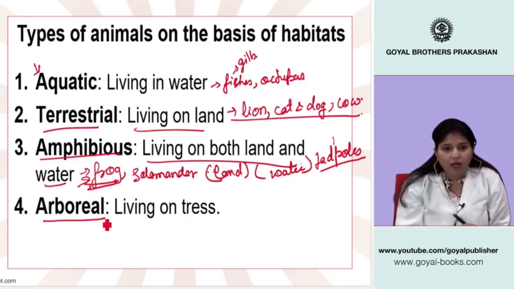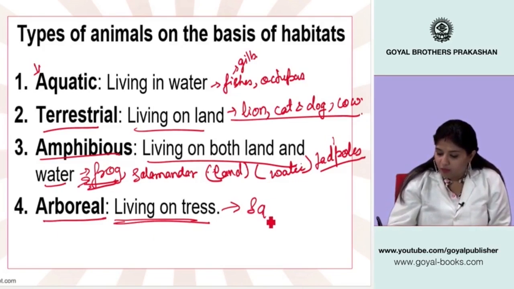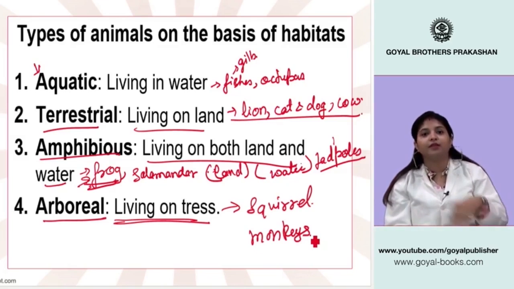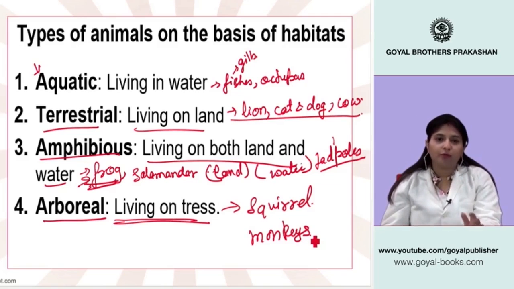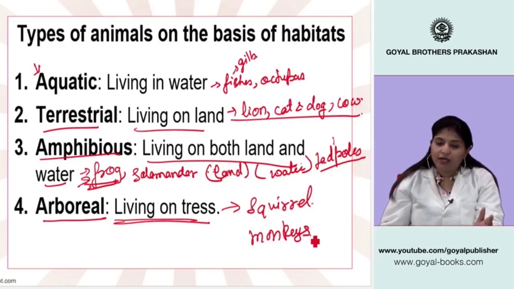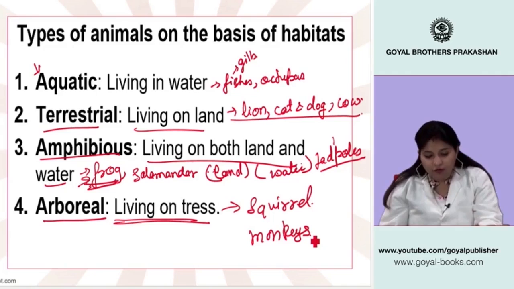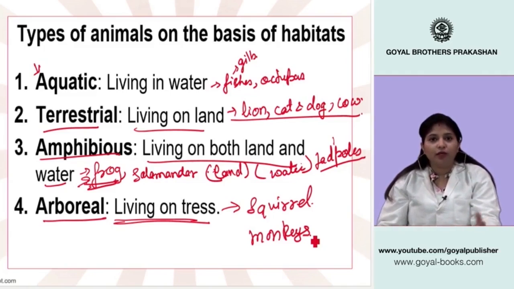Then you have arboreal. These are the animals which are living on the trees. They survive on the trees, the example being squirrel, and different kinds of monkeys, right? So they get their food from the trees, they survive on the trees by making nests, and so on and so forth. So these are your arboreal animals which are living on the trees, which are dependent on the trees for their survival. They have also developed different features which allow them to live on the trees.